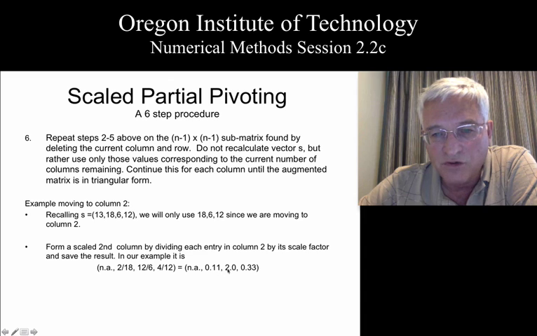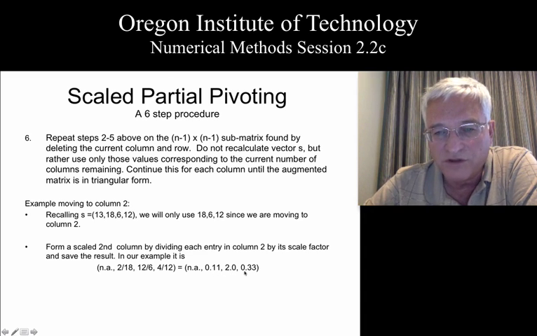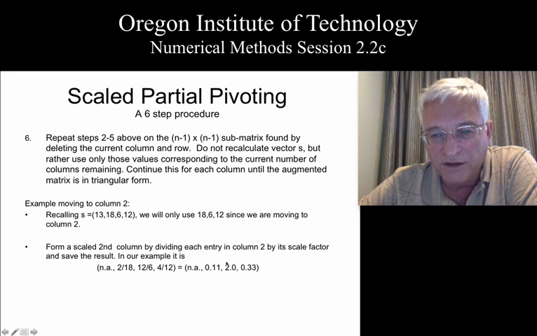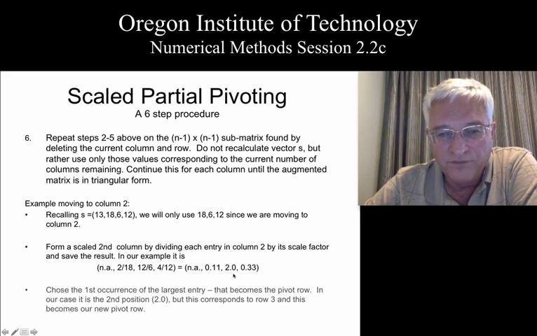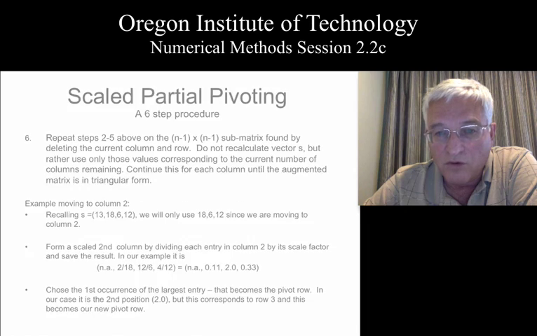That gives us new ratios. We're only interested in the last 3 because that's the portion of the matrix we're using, and it looks like row 3 is the largest value of 2.0. So that means we're going to swap positions. We're going to swap row 2 and row 3.